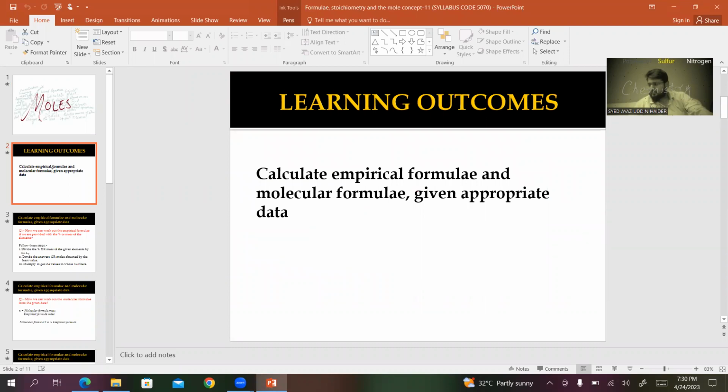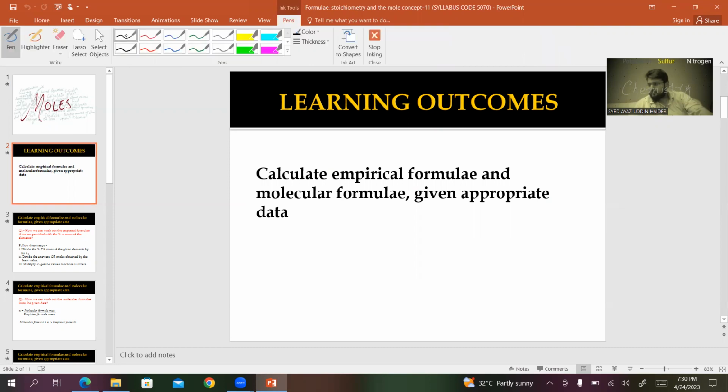I will continue my video lesson for the topic moles. I am already done with the empirical formula and molecular formula from given appropriate data. In this video, I will continue my lesson for doing some further calculation involving deducing the molecular formula through the given appropriate data. So the learning outcome for this lesson is: calculate empirical formula and molecular formula given appropriate data.